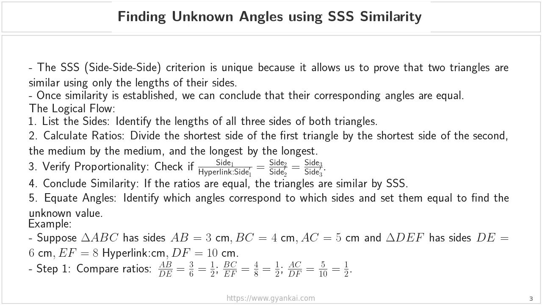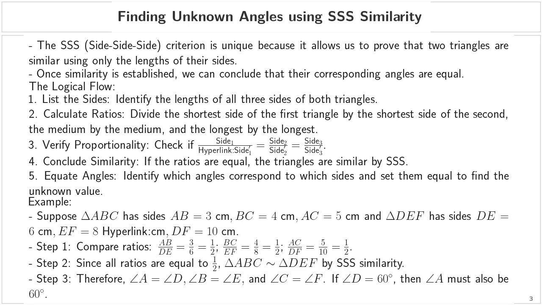First, AB over DE is 3 over 6, which simplifies to 1/2. Next, BC over EF is 4 over 8, which also simplifies to 1/2. And finally, AC over DF is 5 over 10, which is also 1/2. Since all three ratios are equal to 1/2, we can state that triangle ABC is similar to triangle DEF by SSS similarity. Because they are similar, we know the angles correspond perfectly.